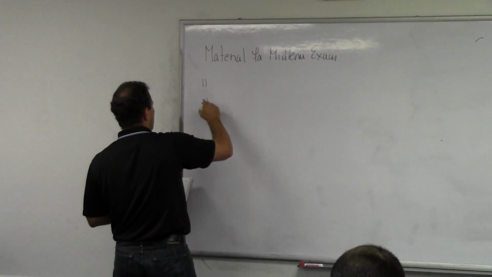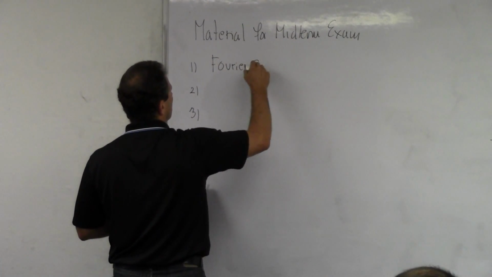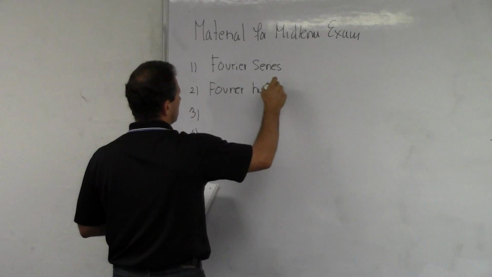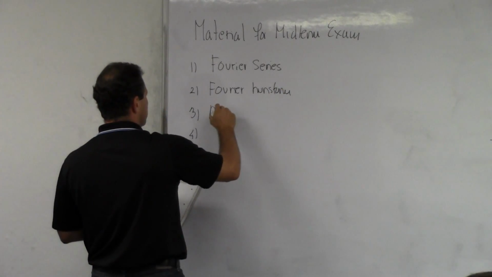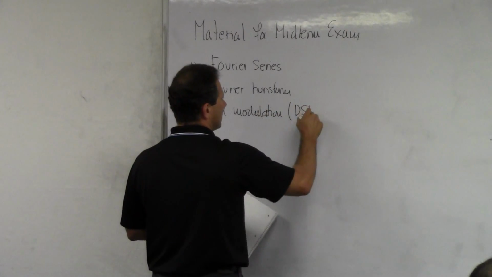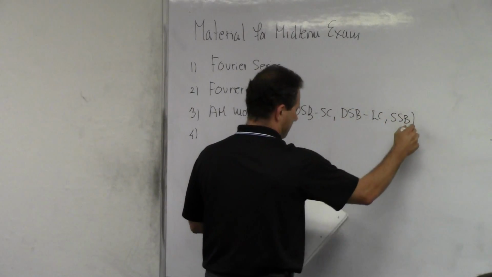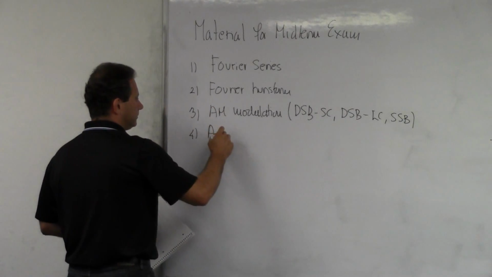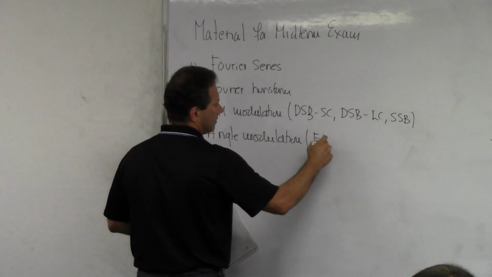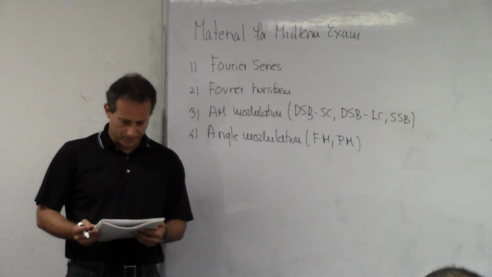There are essentially four things. Fourier series, Fourier transform, AM modulation, and this is going to be double sideband suppressed carrier, double sideband large carrier, and single sideband, and then angle modulation. Both FM and PM, although we haven't done much in terms of PM, so it's mostly going to be FM.